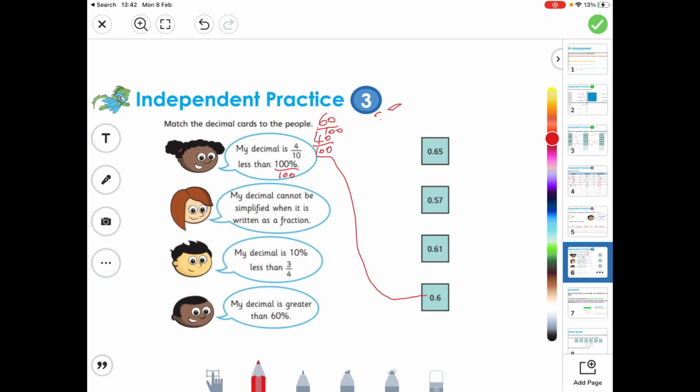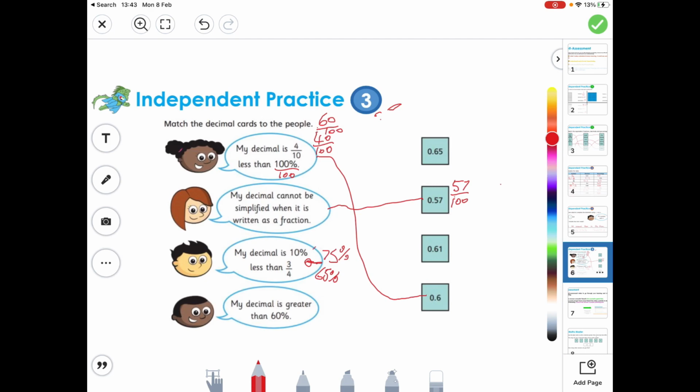The second one, my decimal cannot be simplified when written as a fraction, but this one here would be 57 over 100, and we cannot simplify that any further. The third one down says, my decimal is 10% less than 3/4. And the bottom one says, my decimal is greater than 60%. Okay, so if we work out the third one, that will leave us the answer to the fourth one. So we know that 3/4 is 75%. 10% less would be 65%, which would be 0.65.